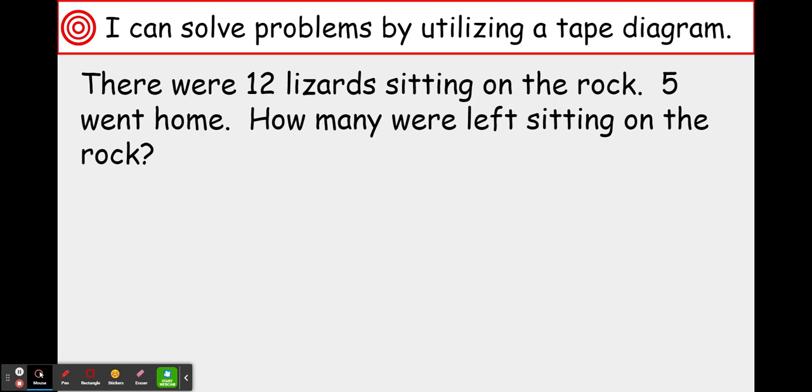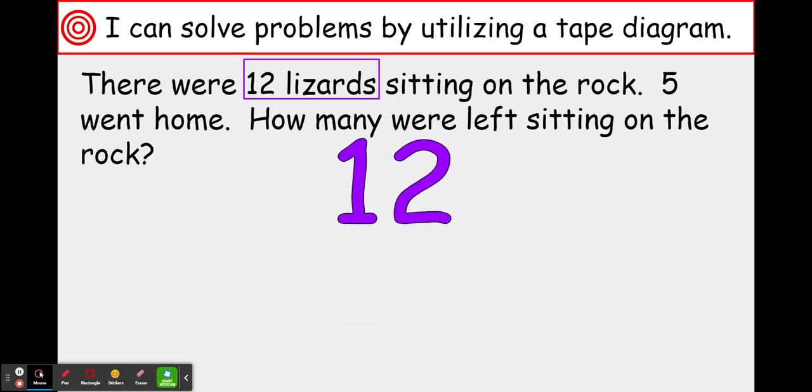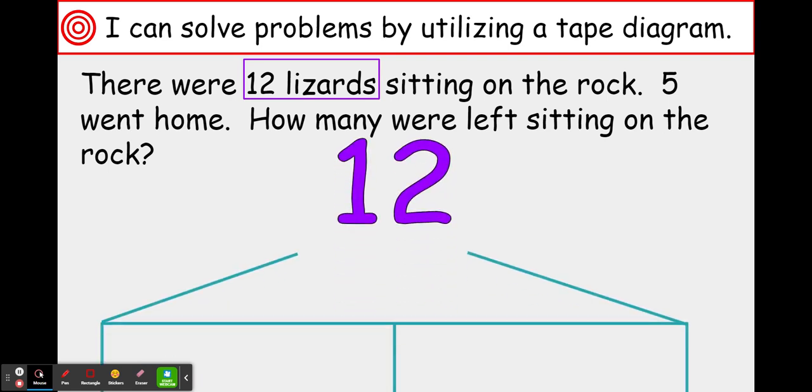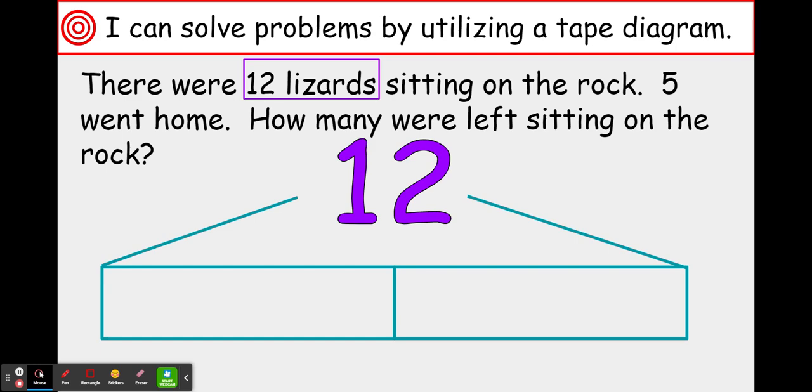Okay, we're going to practice a little more. There were 12 lizards sitting on the rock. 5 went home. How many were left sitting on the rock? So I'm going to circle the numbers, rectangle the numbers, 12 lizards. I'm going to draw my tape diagram. And I know there are 12 lizards.